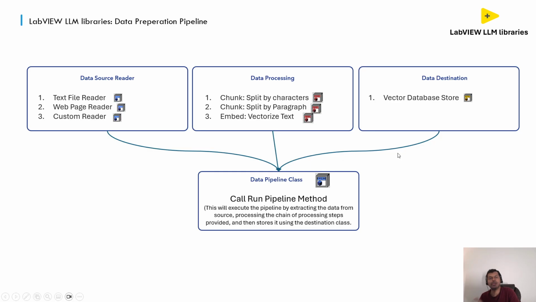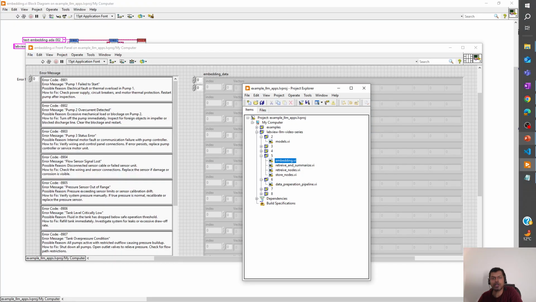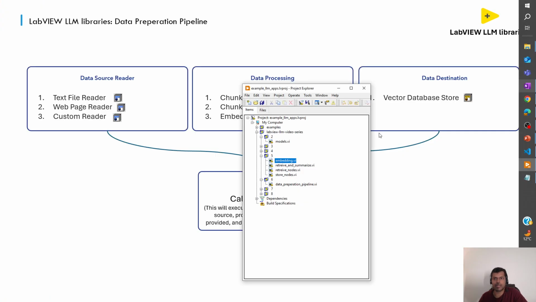We will quickly look at a demo explaining how simple it is for you to take your data from a source and store it as vectors. So let me open LabVIEW here. I'll close this VI. I have an example called the data preparation pipeline.